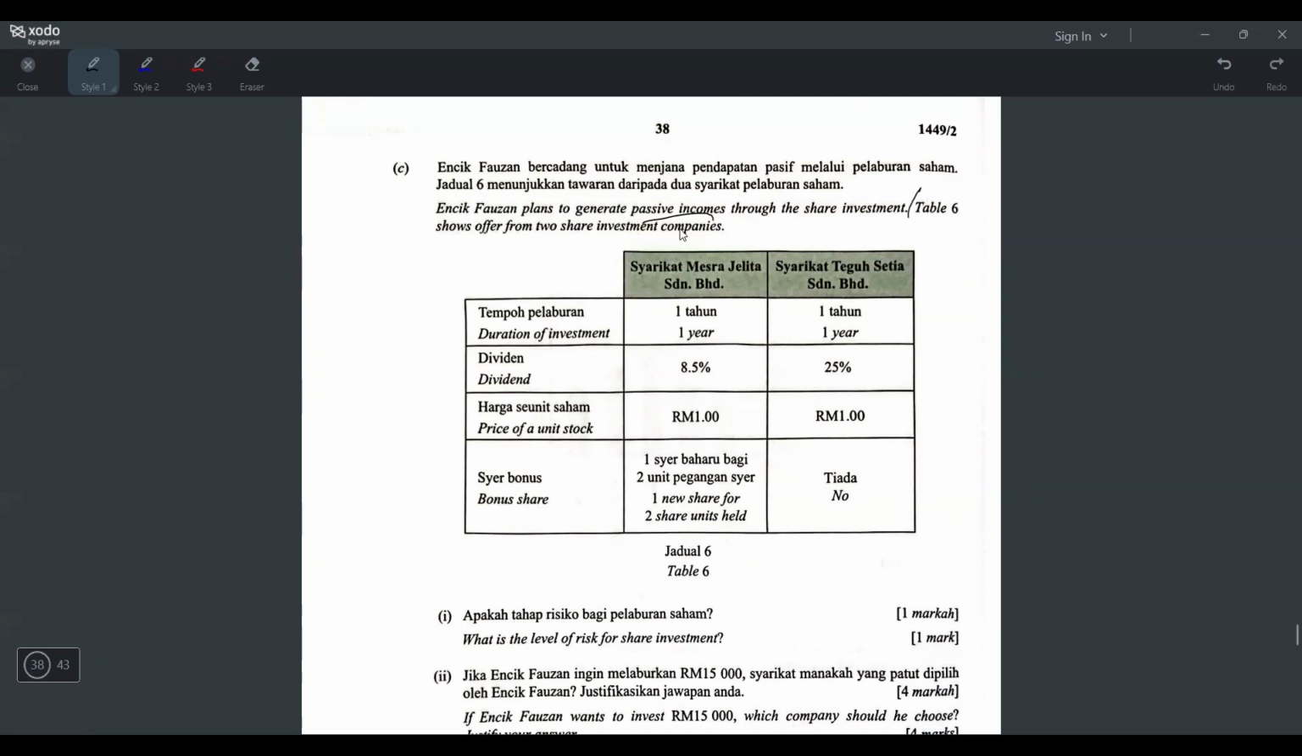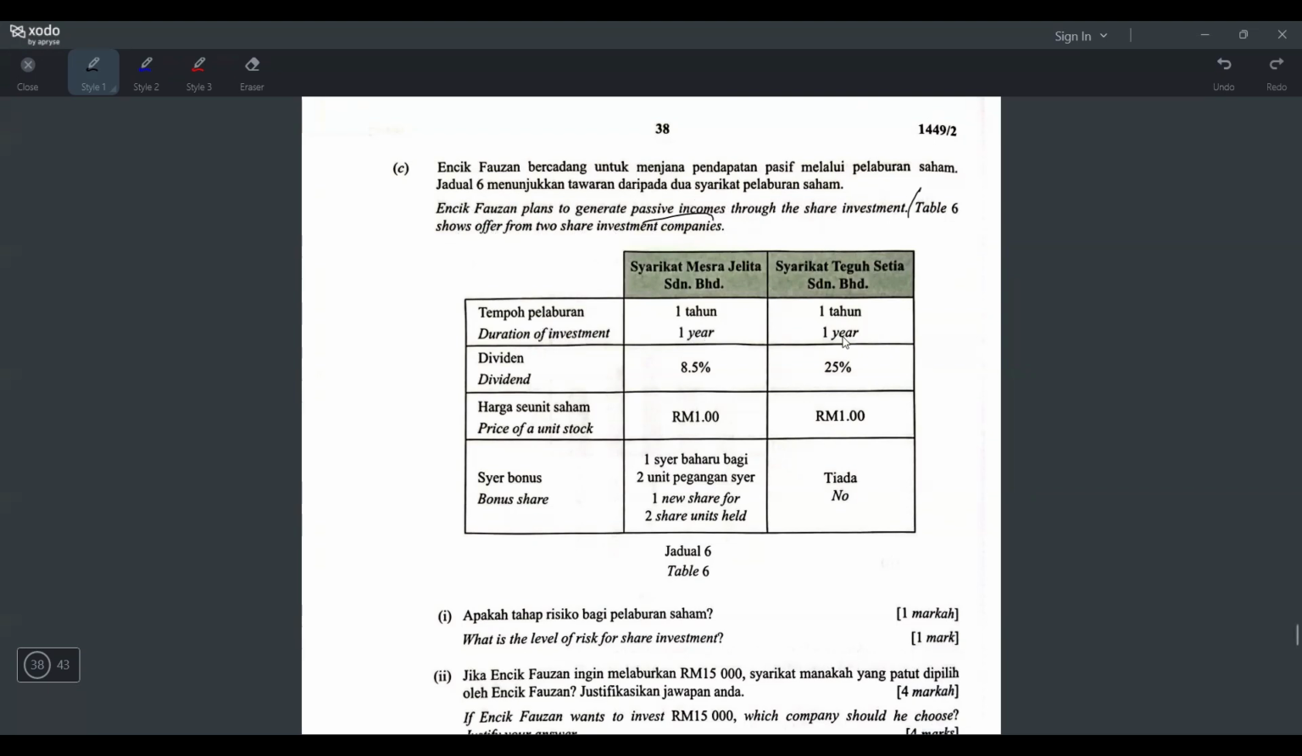Okay, just by reading this, I already know it's from chapter 3. It's the savings and investment chapter. And the other mentions shares, right? So yes, investment. So definitely from chapter 3, the consumer mathematics, share and investment chapter. Okay, let's see what it says here.